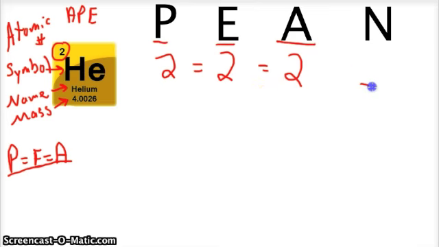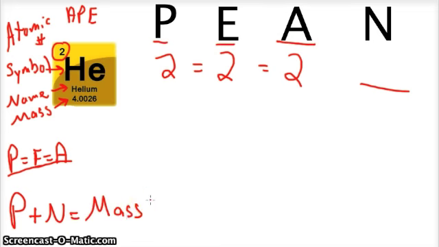But how do we find the neutrons? Now, to find the neutrons, I'm going to give you a different equation. It's going to be protons plus neutrons equals the mass. So when I look at this, I can see how many protons helium has, right? So helium, and I'll do the work right here. Helium has 2 protons. I have to add my neutrons. Now, what's the mass number? If I look here, it's 4.0026. We're going to round that, and that gets rounded to 4.